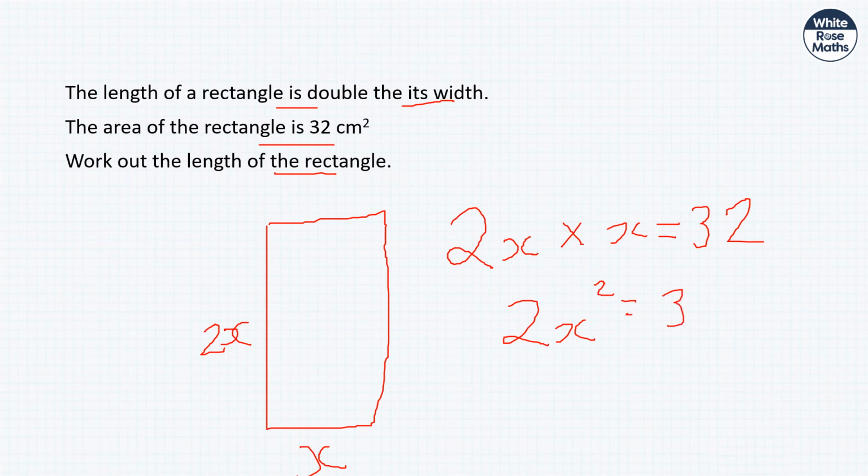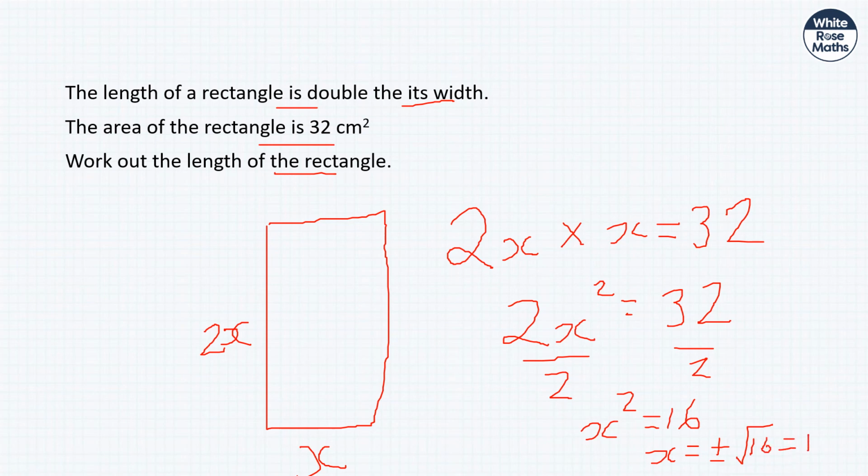Dividing both sides by 2, I get x squared is equal to 32 halves, which is equal to 16. So x squared is equal to 16. x is equal to plus or minus the square root of 16, which is plus or minus 4. Again, I disregard the negative value because I'm working in length. So x is equal to 4.